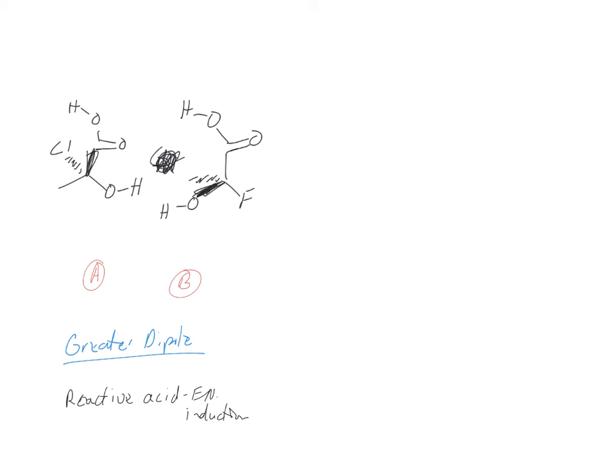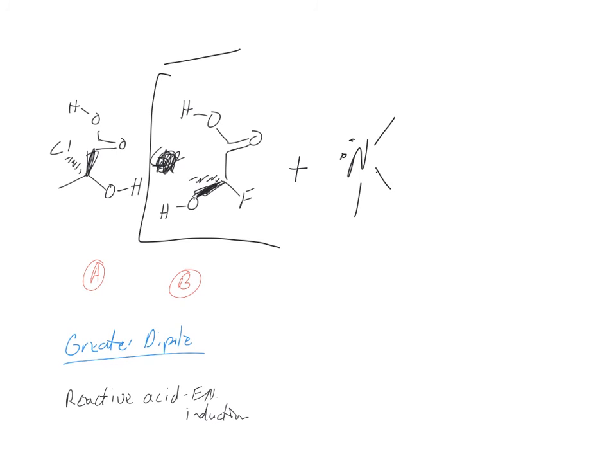And let's have B here react with a base. So what's a good base? NaOH. Let's do something easier. Let's do trimethylamine. Right? Nitrogens are good bases. They have a lone pair.